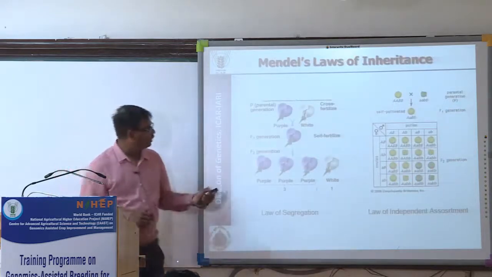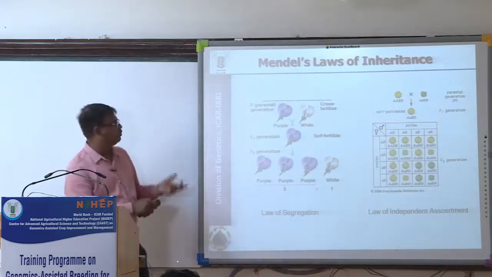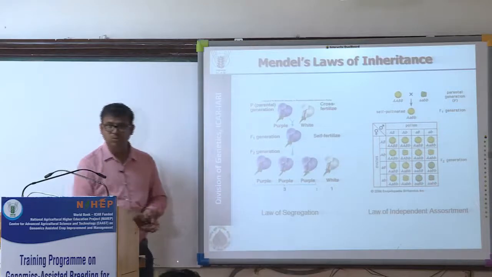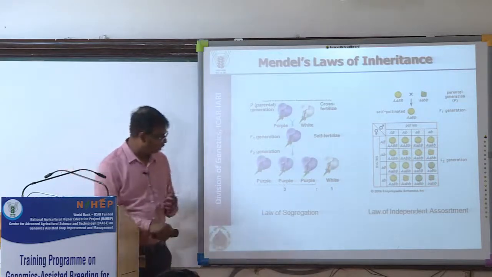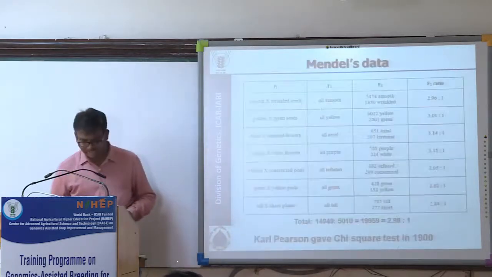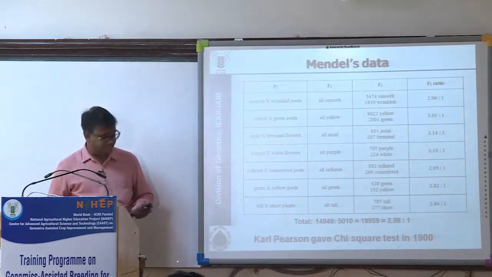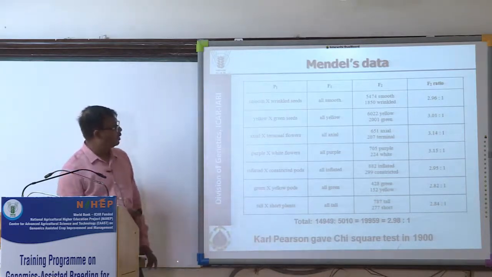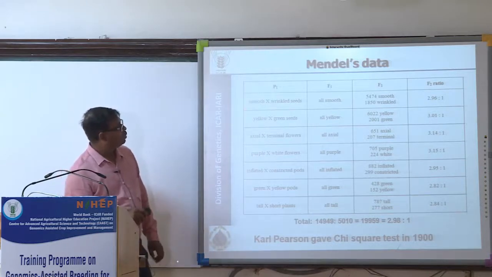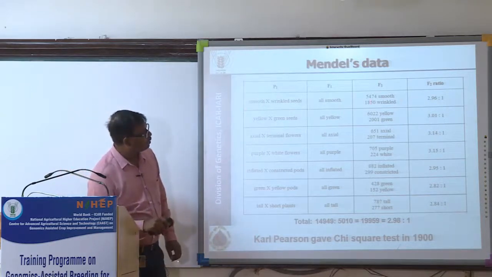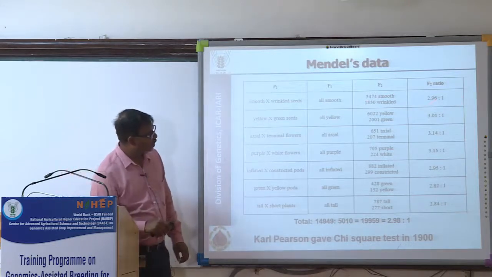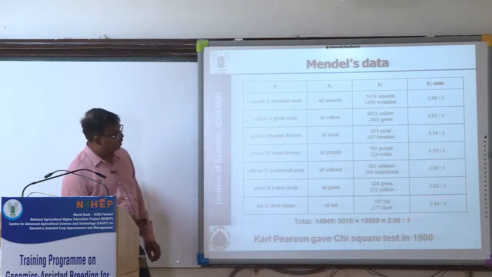I do not want to go into the detail, we all are genetics students. If you make a cross, you will get a typical 3:1 ratio. We know the law of segregation and the law of independent assortment, and these are exactly the ratios which Mendel studied. For smooth and wrinkled seeds, this is the number he got, and the ratio was 2.96 to 1. Like that, for each trait there is a ratio.